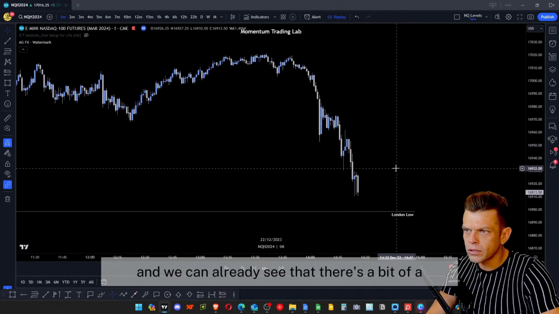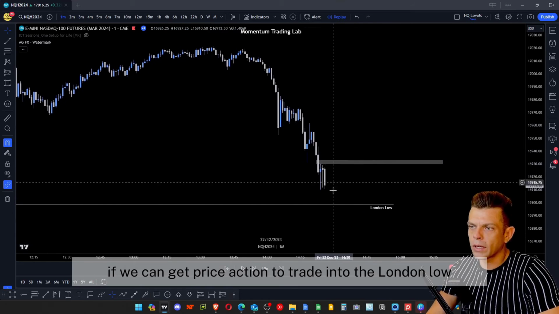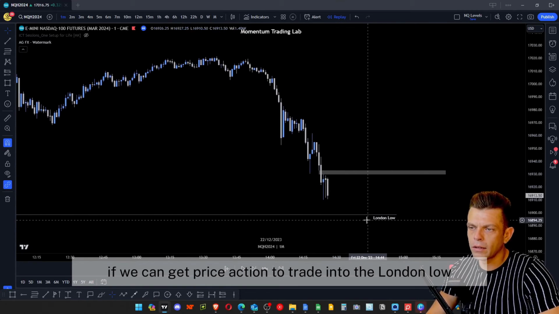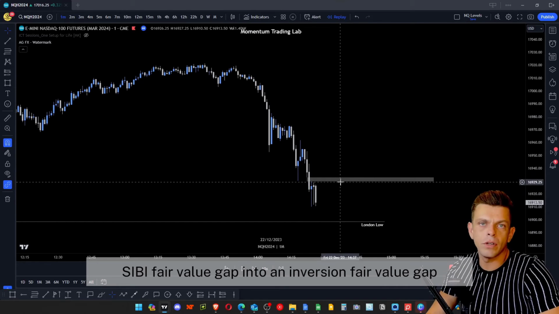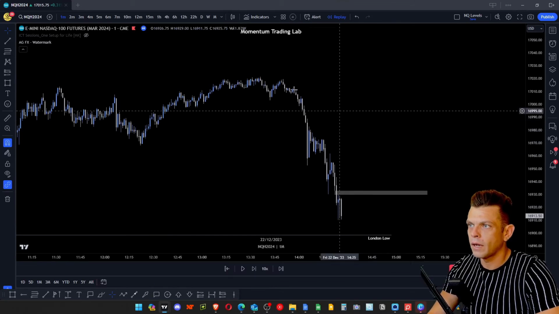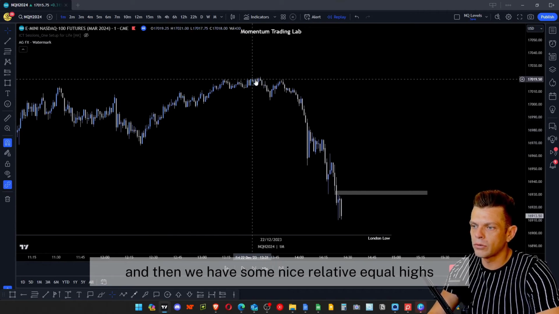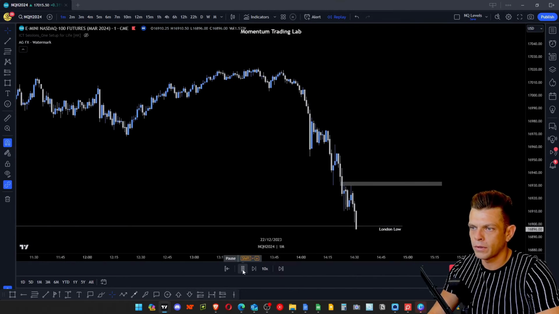And we can already see that there's a bit of an imbalance right there. So if we can get price action to trade into the London low and then flip this sub fair value gap into an inversion fair value gap, then we can potentially use that level for an entry. And then we have some nice relative equal highs right here for a potential TP target. Let's see how this plays out.